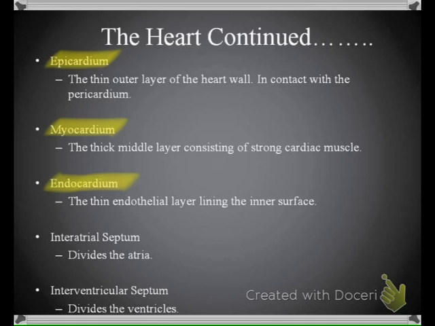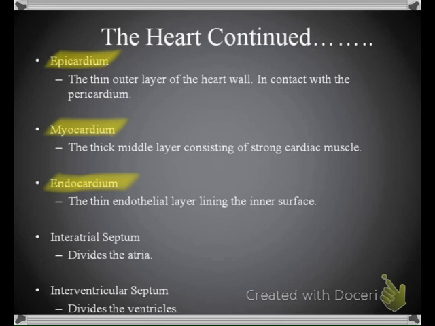We see that it is the thin outer layer of the heart wall, and it is in contact with the pericardium. It is what comes up to the serous pericardium. We also have the myocardium, which, as myo would lead you to believe, is the middle layer of the heart tissue or heart muscle. It is the thick middle layer consisting of strong cardiac muscle.